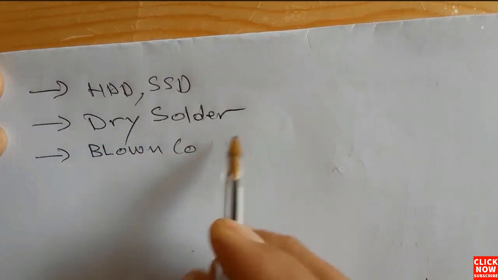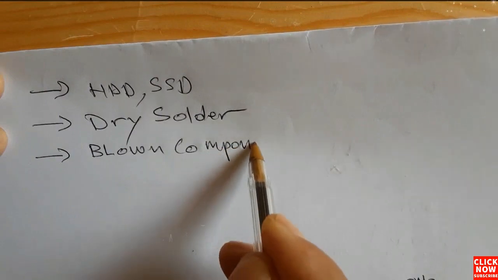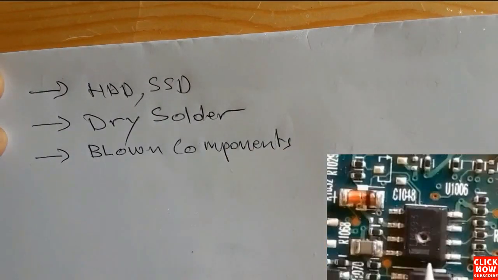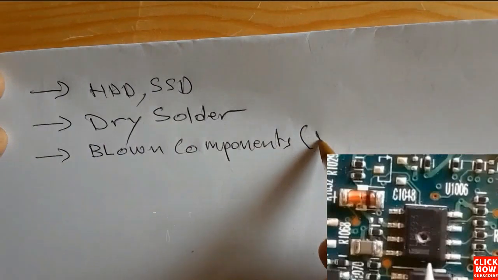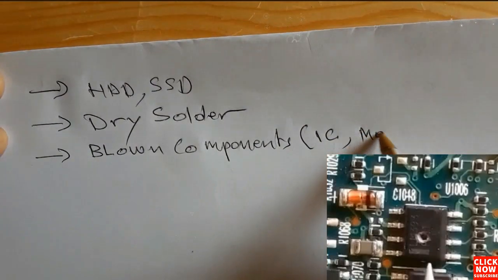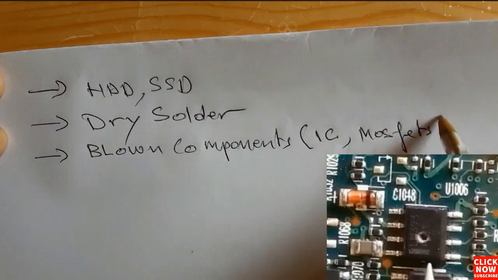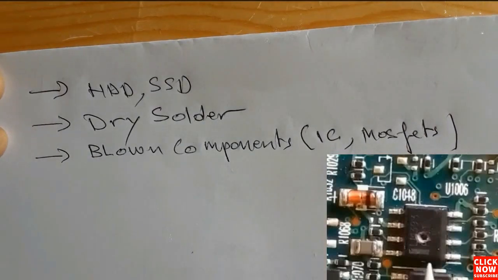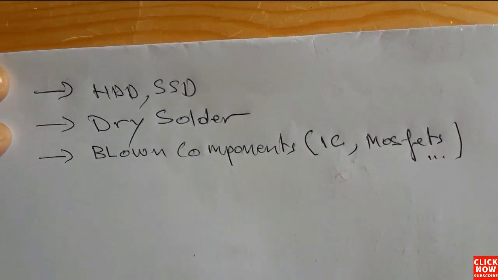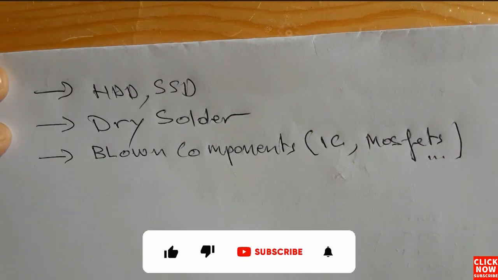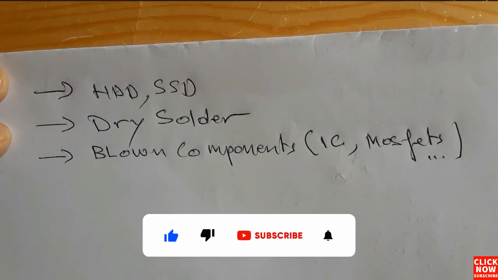So the next failure is the blown components. This is why you should always begin with the visual inspection. As you can see here in the image, this is an example of blown components. It can be a MOSFET, an IC, etc. So you should always begin with the visual inspection. Before doing anything in the motherboard, you should begin with the visual inspection to see if you have any bad component or not, using just your eyes.